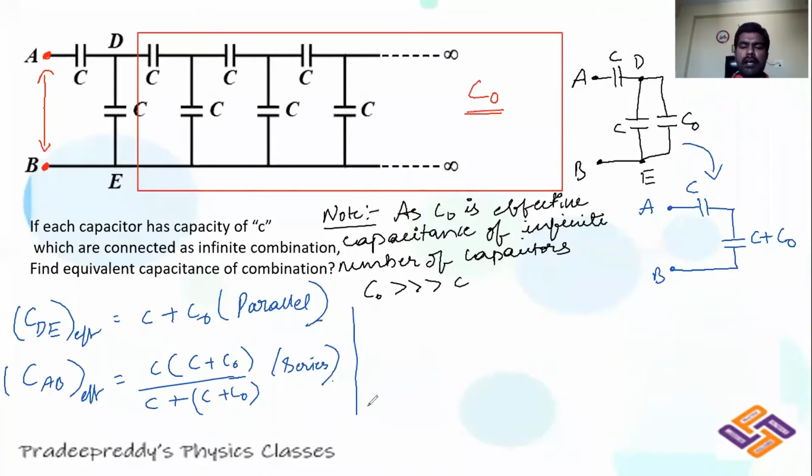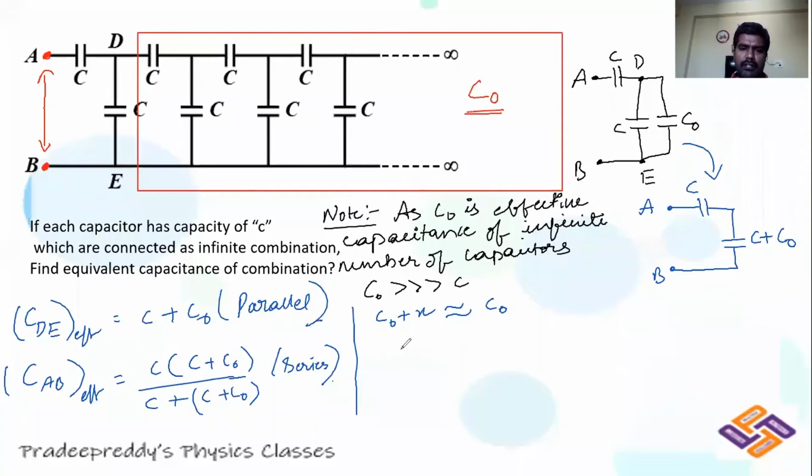Now here, as I already noted, when C naught is the effective capacitance of many capacitors, the C naught value is greater than C. As the C naught value is much greater than C, you can simply write down one approximation like C naught plus X is approximately equal to C naught. For example, C naught is equal to 1000, X is equal to 0.1. Now you are adding 0.1 to 1000. It will be 1000.1, and that is approximately equal to C naught.